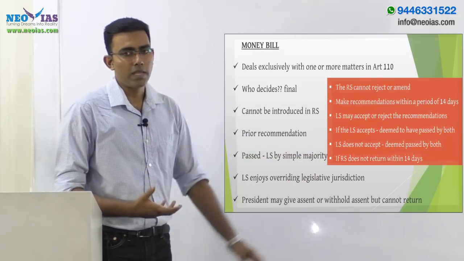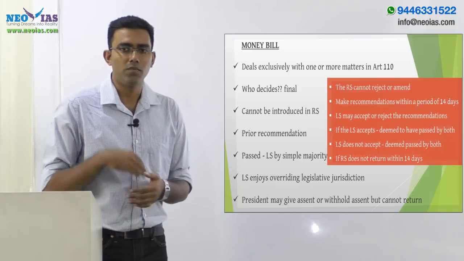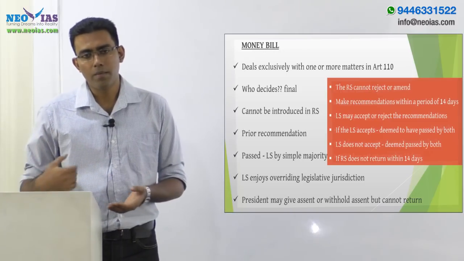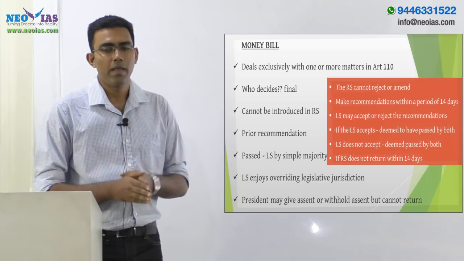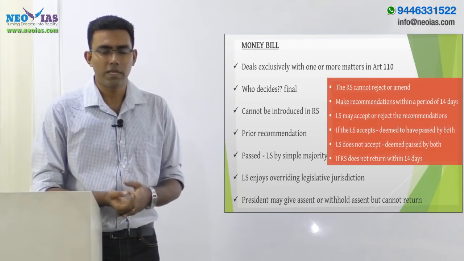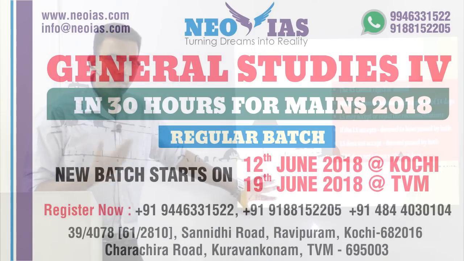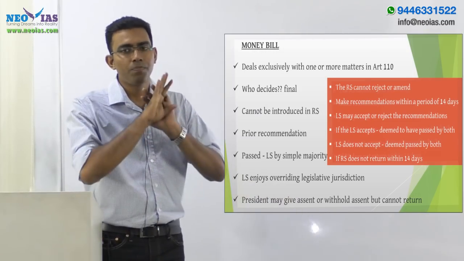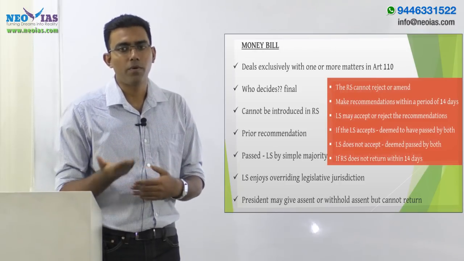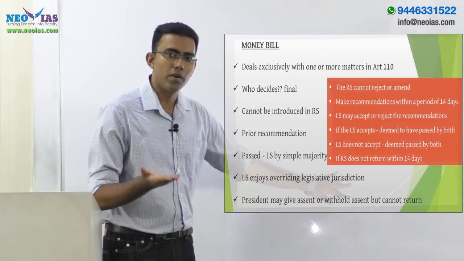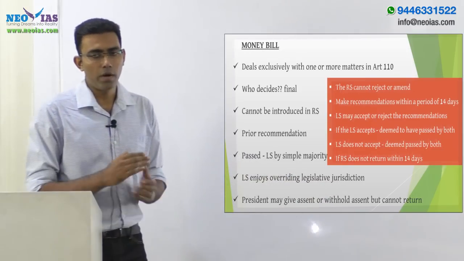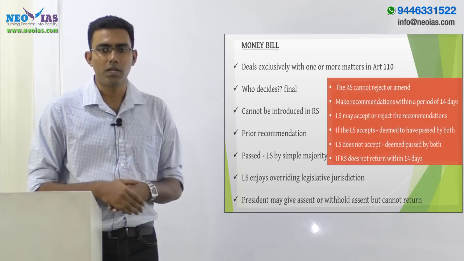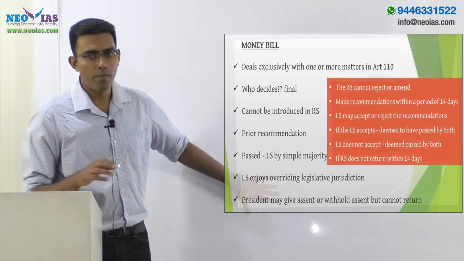And along with that, if Rajya Sabha does not pass it within 14 days, then also the money bill is declared to be deemed to have been passed by both houses of the parliament. And after that, it is presented before the President for his assent. Here the President may give his assent or he may withhold his assent, but he can never send it back for reconsideration. That is, he cannot return the bill for reconsideration. So that is the most important part which you need to keep in mind.